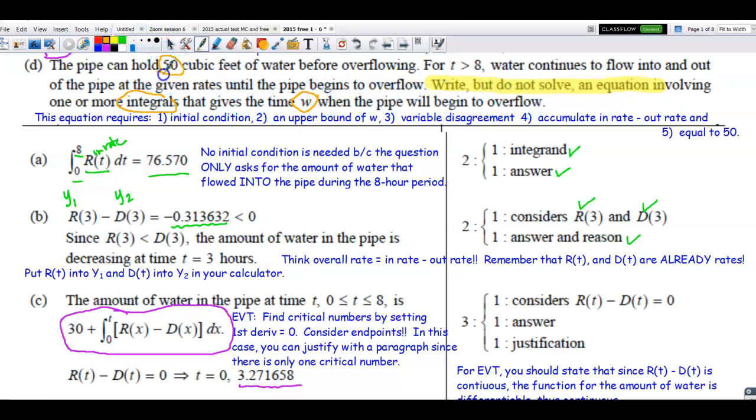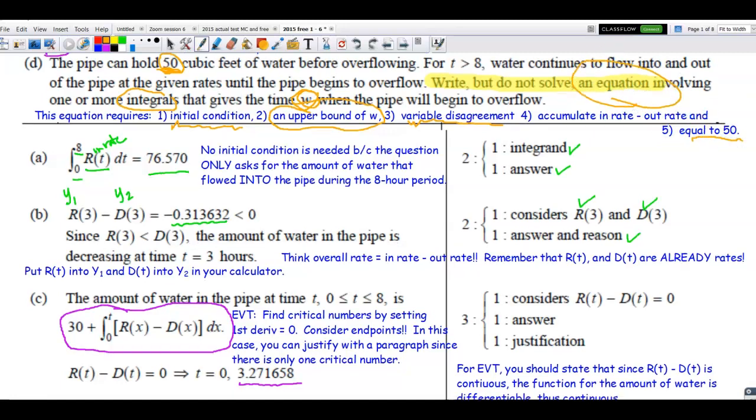Now remember, it begins to overflow when we have more than 50 cubic feet of water. So the key is figuring out, when do we get 50 cubic feet of water? So the equation will require you to use the initial condition. You're going to need an upper bound in your integral of W, because they say that's the time that we're looking for. There has to be a variable disagreement that we'll see below. And we're going to accumulate the in rate minus the out rate, and we're going to set that integral equal to 50 because we need an equation.